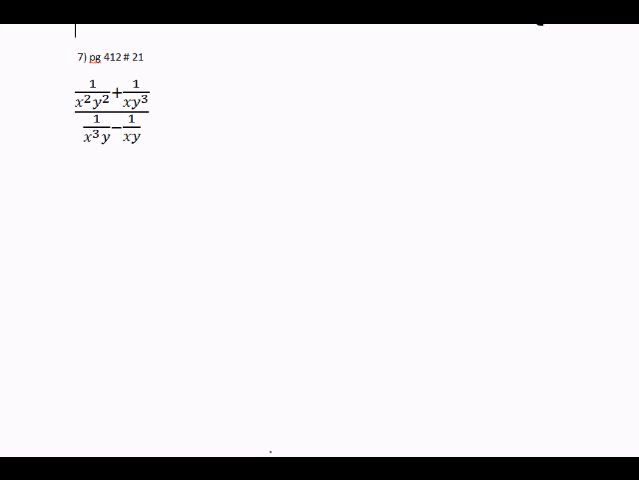Okay, so we're on page 412. I think this is the craziest problem of them all. It's number 21, and it just says simplify the complex fraction. Complex fractions are just fractions that have fractions. So I'm going to look at the top first. We want to find the lowest common denominator for the top.